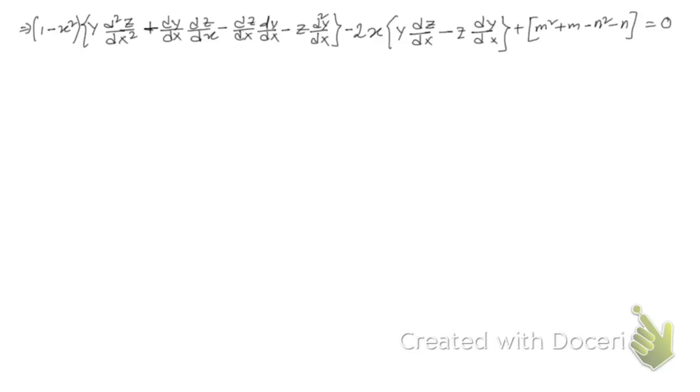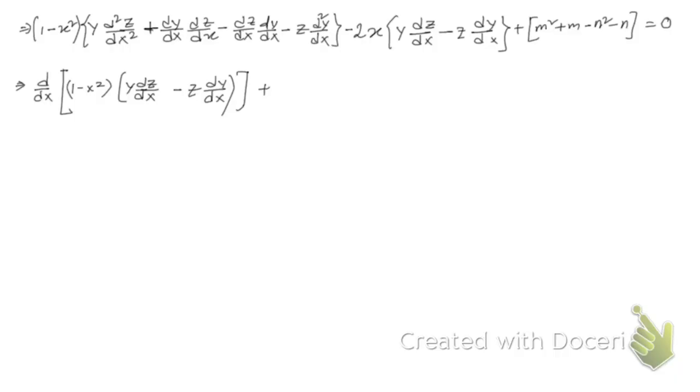Here you see we can write this in this way: d/dx of 1 minus x square into, within the bracket, y dz by dx, then minus yz dy by dx. We can write it this way. Let me explain how.